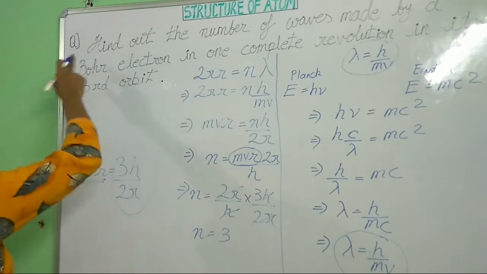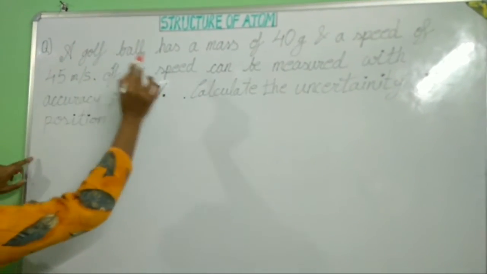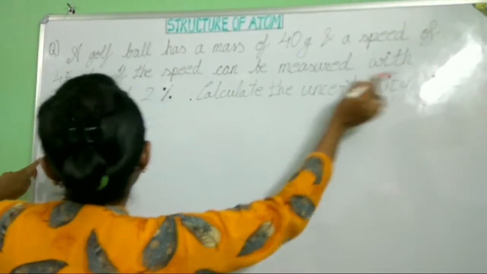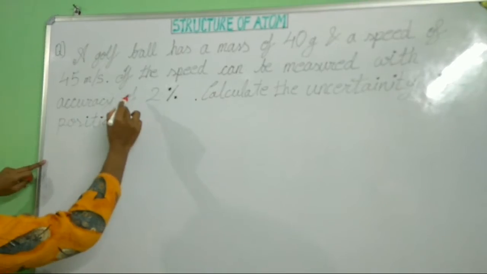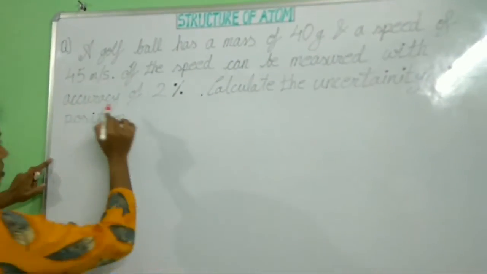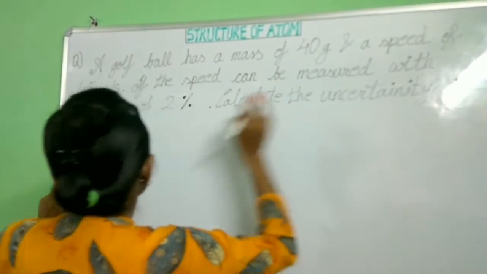Now let's move on to the next question. Now let's see the next question. A golf ball has a mass of 40 grams and a speed of 45 meters per second. If the speed can be measured with an accuracy of 2%, calculate the uncertainty in position.